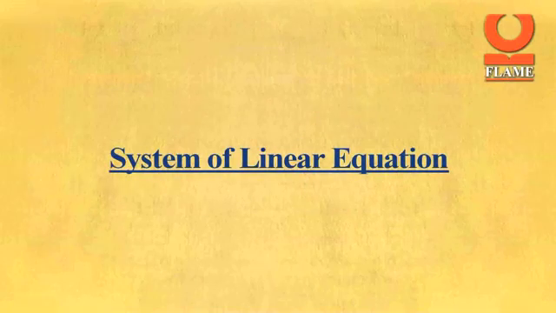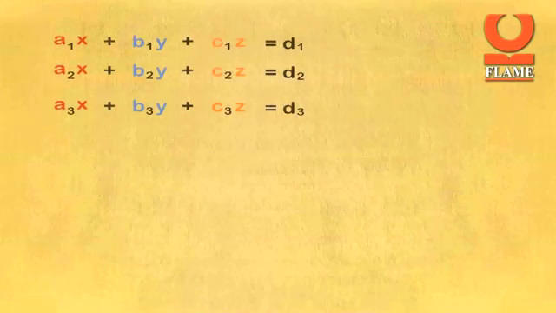Now, how to solve linear equations with the help of matrix? Let us take the three equations: A1x plus B1y plus C1z is equal to D1, A2x plus B2y plus C2z is equal to D2, A3x plus B3y plus C3z is equal to D3.